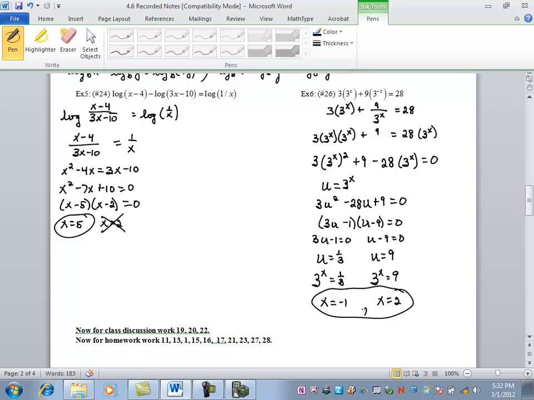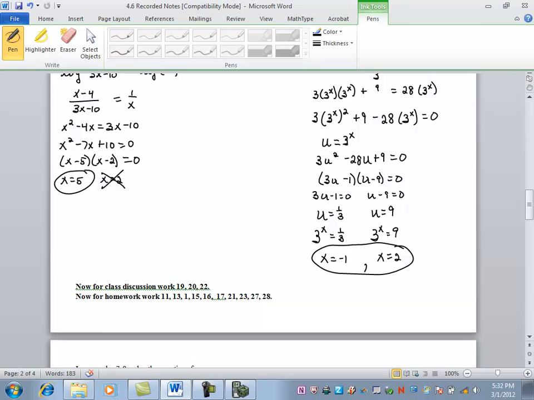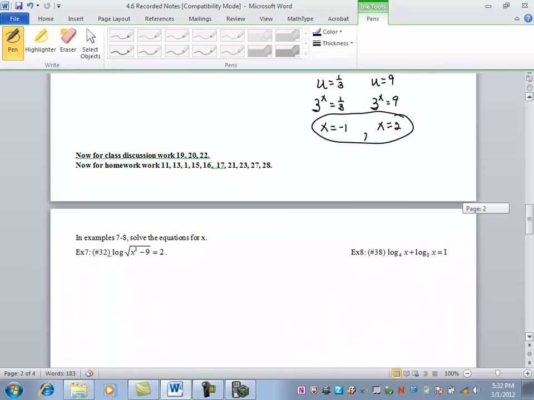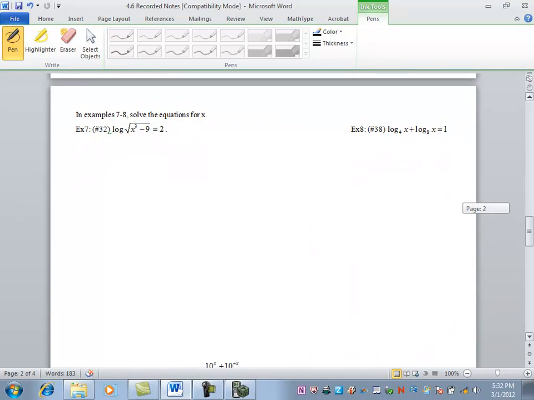And so it is possible to deal with quadratics here, even in exponentials. We give you a few exponential equations to work for discussion, and then again for homework. And now we get into our log equations.